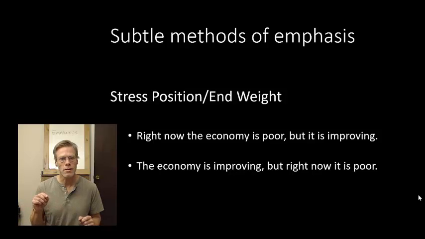I want you to notice that in those two sentences, my intonation falls on that last word. So in the first one, it falls on "improving." In the second one, it falls on "poor." That's what we call end weight. It's just a natural part of our language, that when we come to the end of a sentence, we put a little bit more weight on that last word. We do the same thing in our heads when we come to a period. The word right before the period gets more weight.